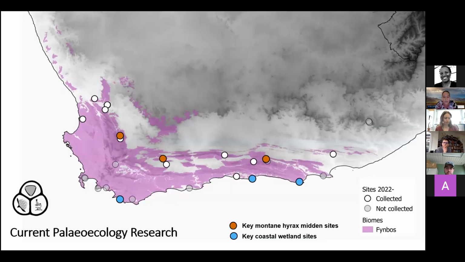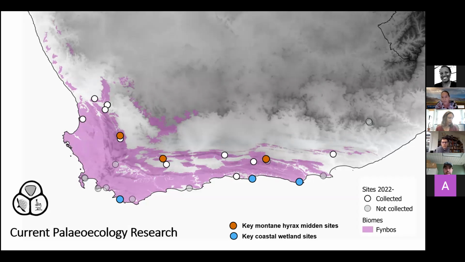working on at the moment, in terms of generating more records for the area and strategically looking at different types of proxy evidence from these and what we can pull out of them. And so this is just a map showing the future potential and the current work that we're doing at the moment.